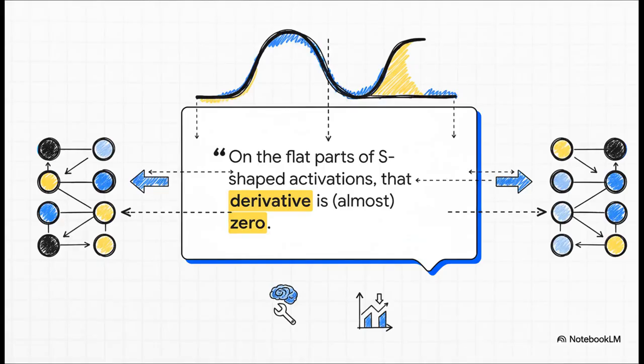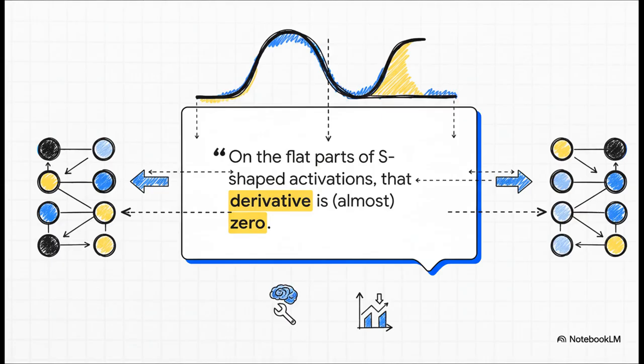And this quote just nails the mathematical problem. As the pioneers of this stuff pointed out way back in '86, on those flat parts, the derivative, which is really just a measure of change, is almost 0. And since the blame signal is calculated by multiplying by this derivative, well, you're essentially multiplying your error by 0.